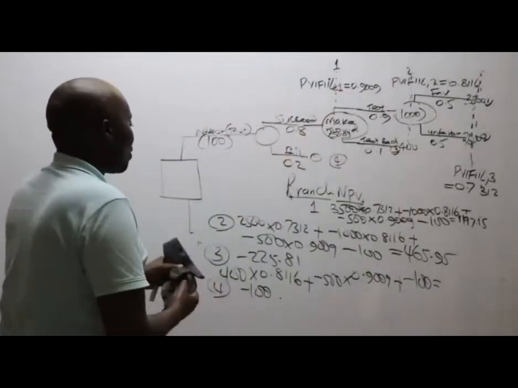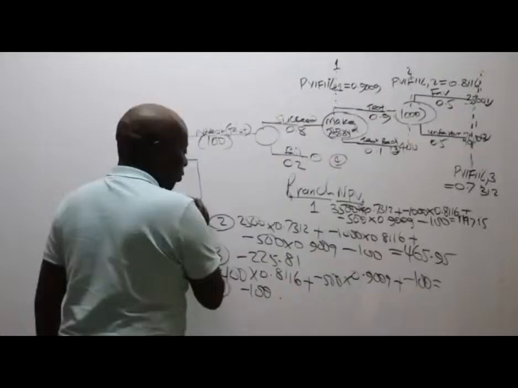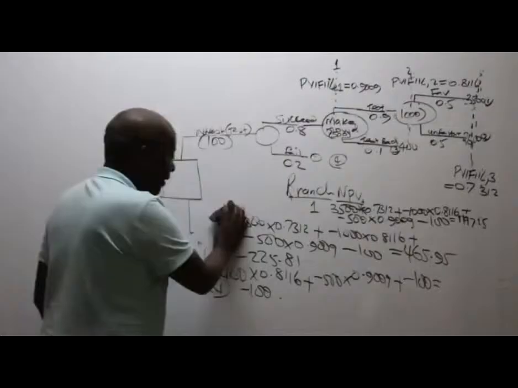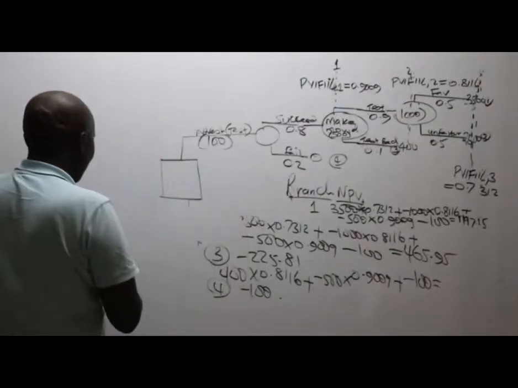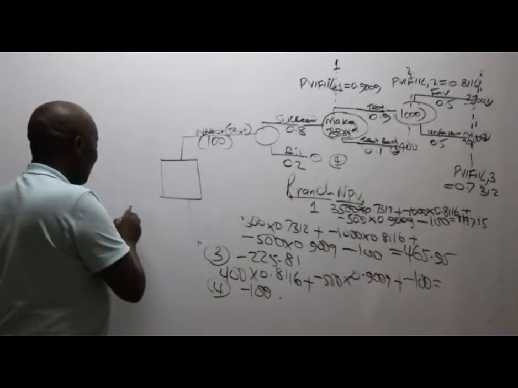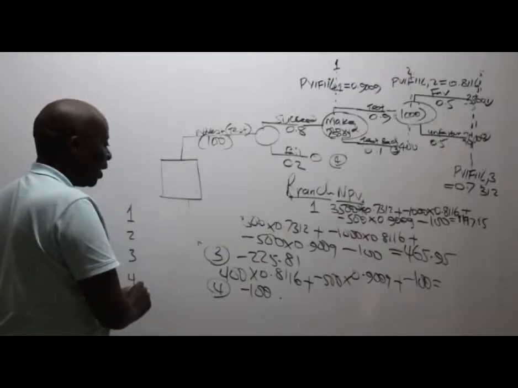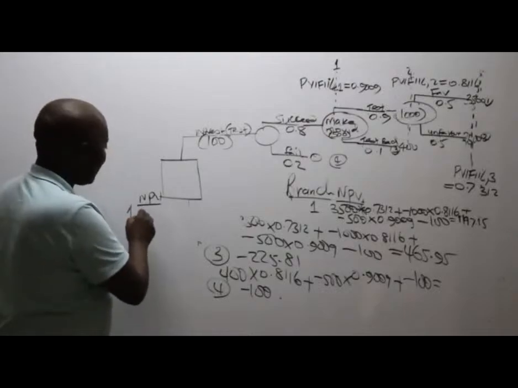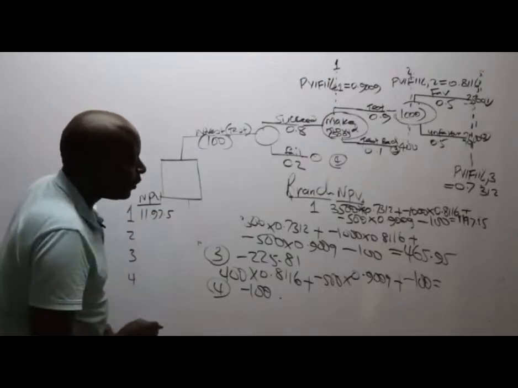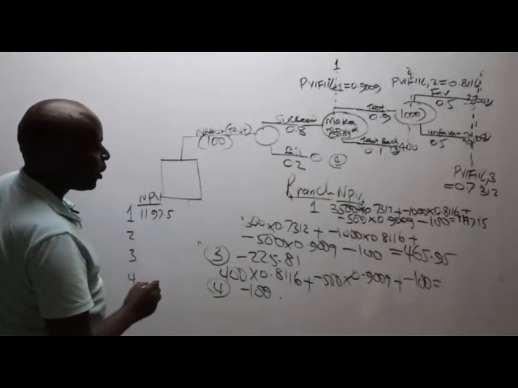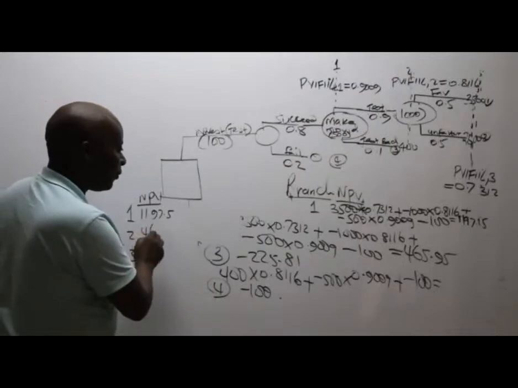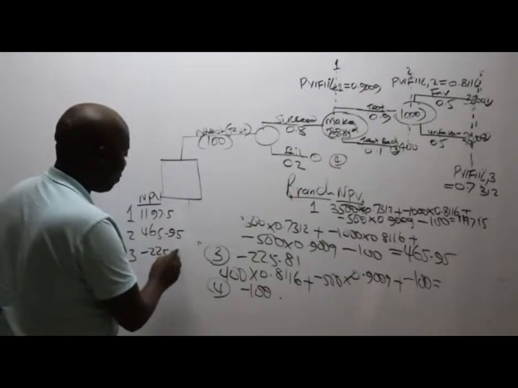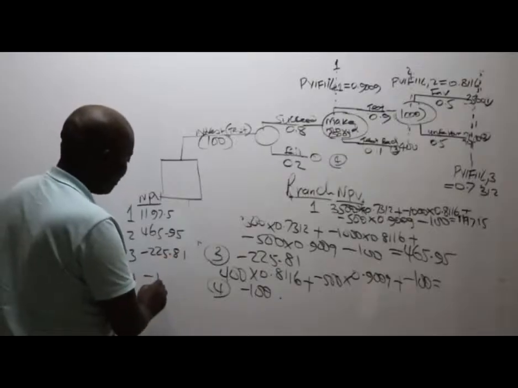So we have, ladies and gentlemen, our branches there. If we could just summarize this very fast, I want to come back here and summarize them. So we have branch 1, branch 2, branch 3, branch 4. We have our net present value. Net present value here is 1197.5. Branch number 2 comes to 465.95. Branch number 3 is minus 225.81. Branch number 4 is minus 100.